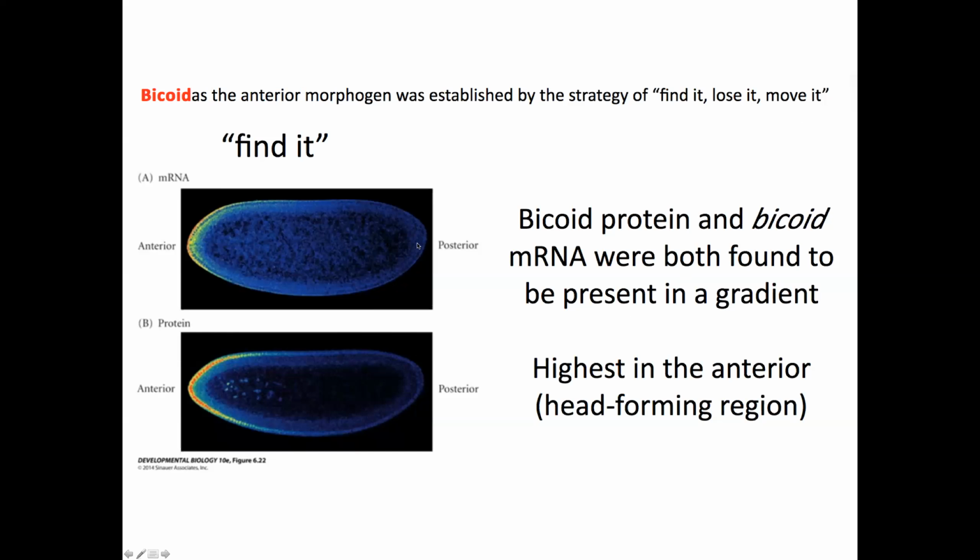So what they did was simple in situ experiments to find where Bicoid mRNA was localized. And they found that the Bicoid mRNA was localized in the anterior region, highest in the anterior, and there was a gradient to it. And the protein had much better diffusion, and the protein was also localized more to the anterior and diffused in a diffusion gradient.